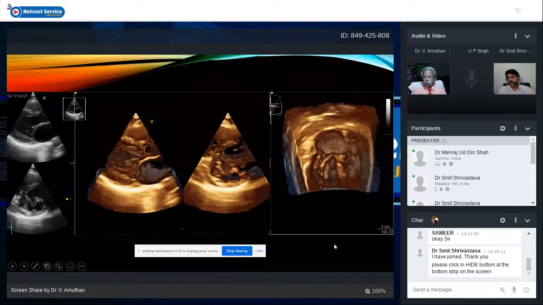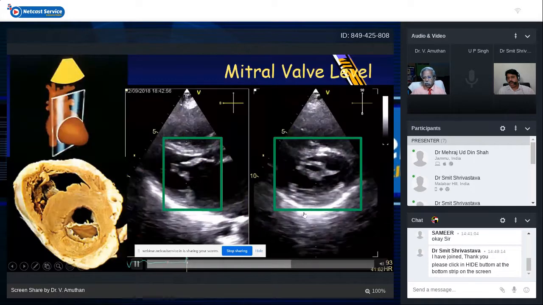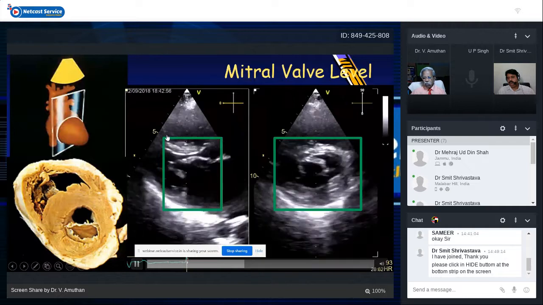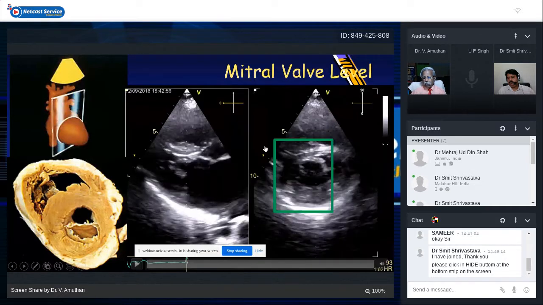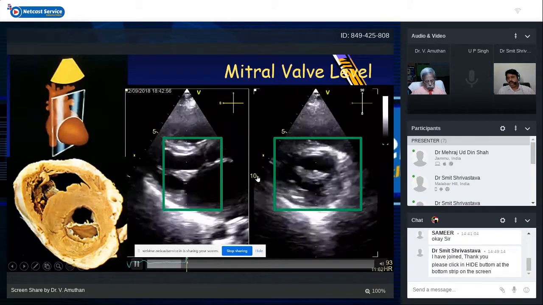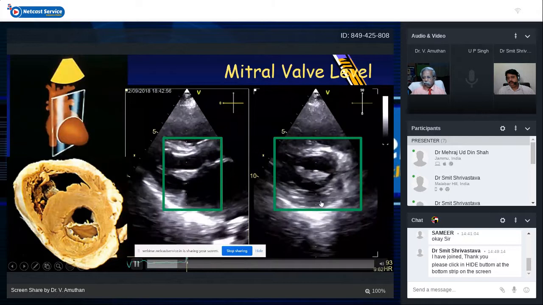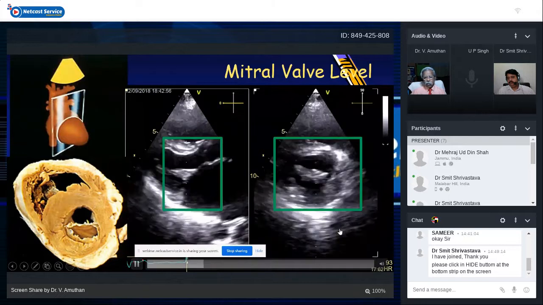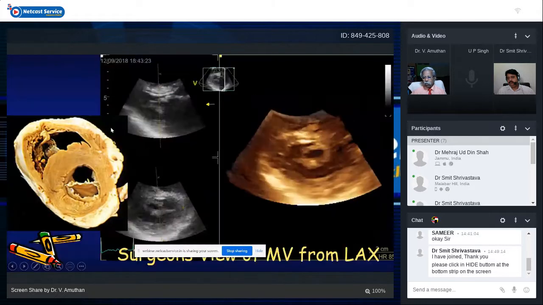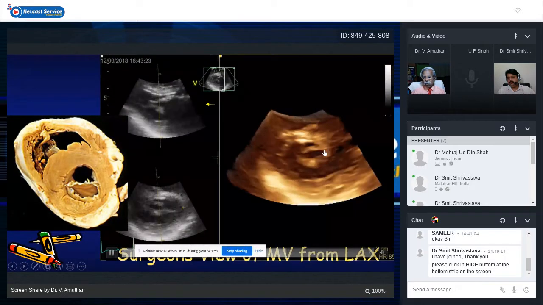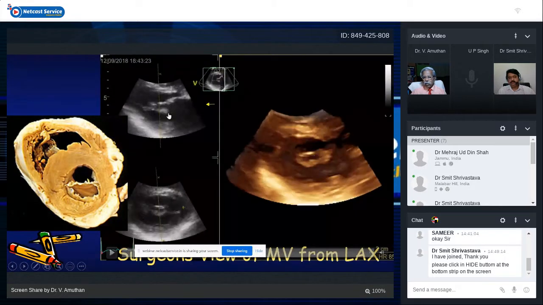It's very easy to understand these things. So how do you acquire this biplane view? This is the biplane view where we start, and you can place the acquisition box to obtain that, and then go for the zoomed view of the mitral valve. So you see the zoomed view of the mitral valve, the mitral stenotic area. By exactly cutting at the tip of the mitral valve, you can quantify the mitral valve area and mitral stenosis.